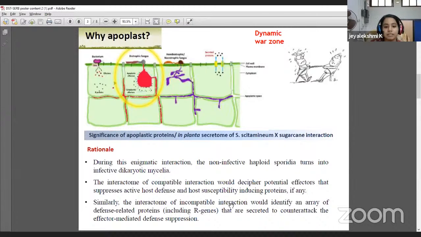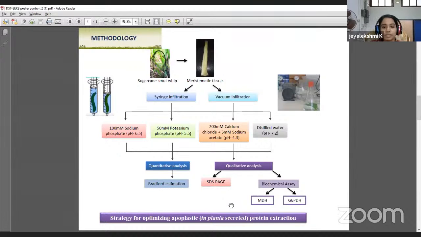As of now, there is no standardized method for apoplastic protein extraction. So in our study, we aim to develop a method for the extraction of apoplastic proteins. For that, we first collected the meristem tissue from the infected sugarcane plant, then subjected it to syringe infiltration and vacuum infiltration. We used sodium phosphate buffer, potassium phosphate buffer, calcium chloride plus sodium acetate buffer, and distilled water for this infiltration process.